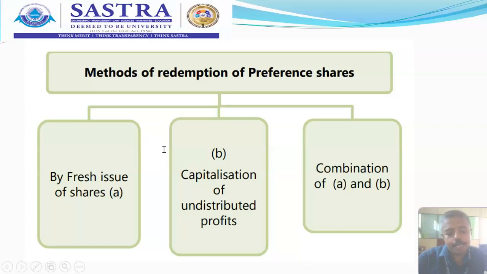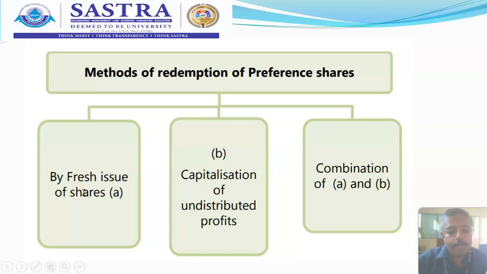But the third entry is that when the preference shares are redeemed at par, then redeemable preference share capital account debited to preference shareholders account. The fourth important entry is when the preference shares are redeemed at a premium, then redeemable preference share capital account debited, premium on redemption of preference shares account debited to preference shareholders account.